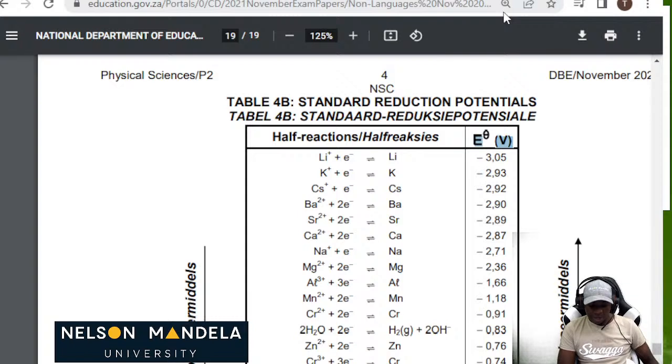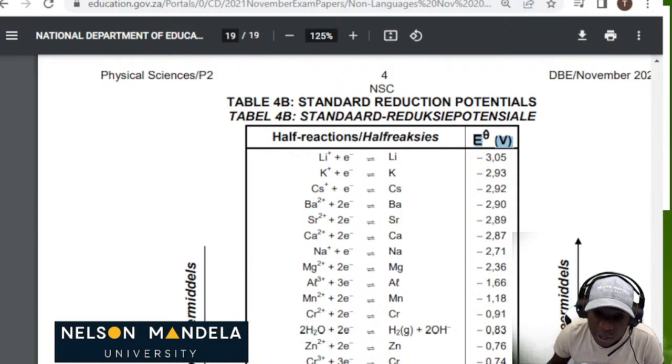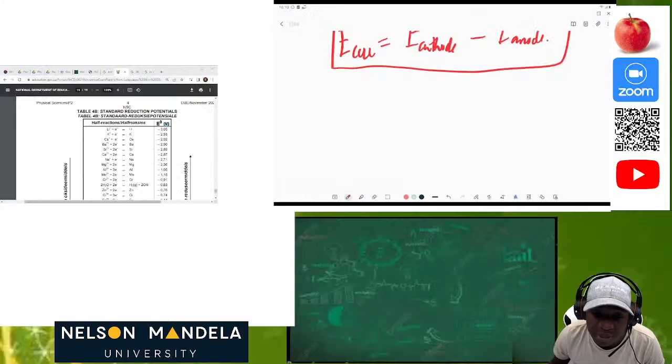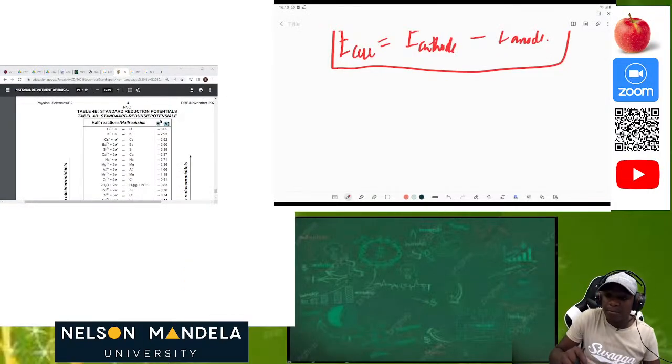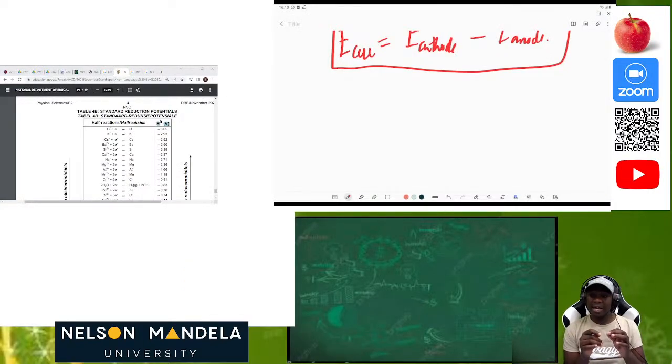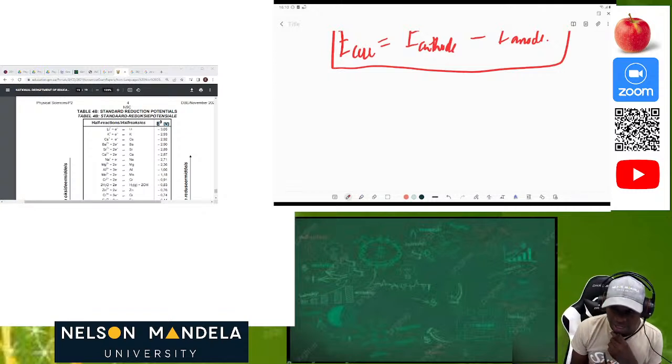Now let's look at the electrolytic cell. So on the electrolytic cell, guys, this is the last section of electrochemistry, which is so essential as well. What is important about the electrolytic cell is what I've already highlighted: an electrolytic cell is a cell which converts electrical energy into chemical energy.